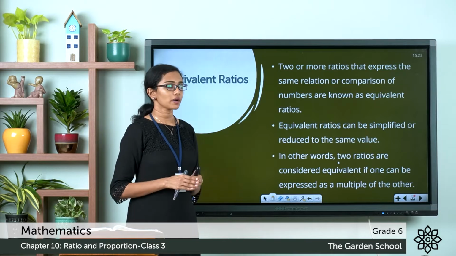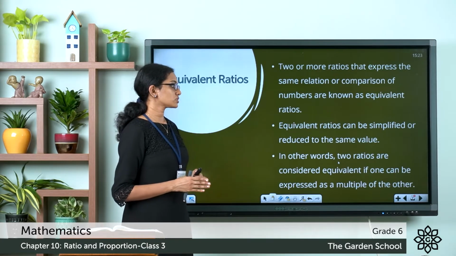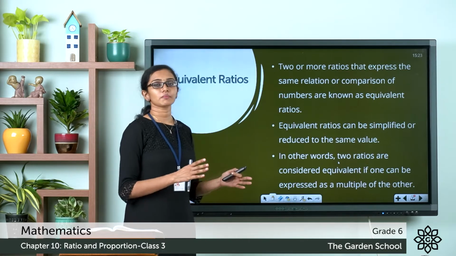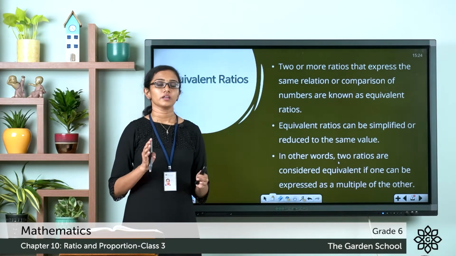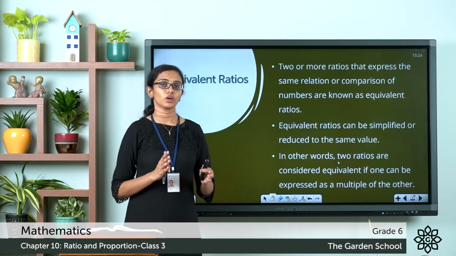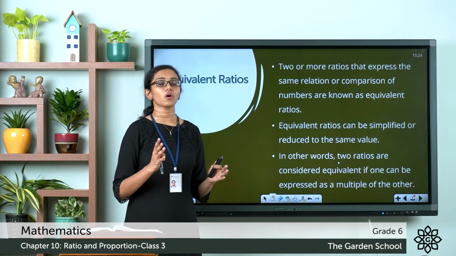And in other words, we can say two ratios are considered equivalent if one can be expressed as a multiple of the other. Now, do we use any unit to represent a ratio? No, we don't write any unit for a ratio.